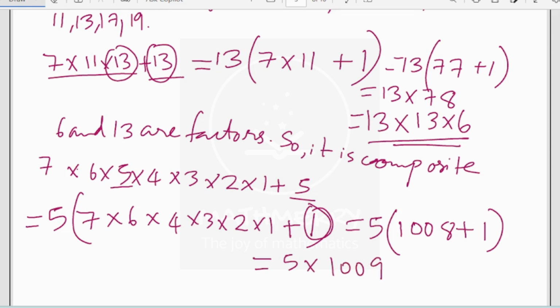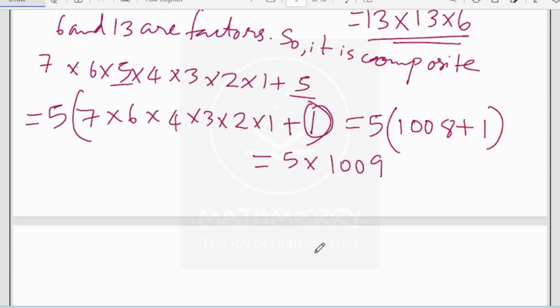Here 1009 cannot be factorized further, it is a prime number. But the given expression has 5 and 1009 as its factors. It is not just 1 and itself. If it were only 1 into 1009, we could say it's a prime number. But here we have 5 as a factor, so we can say it is a composite number. It has other factors.